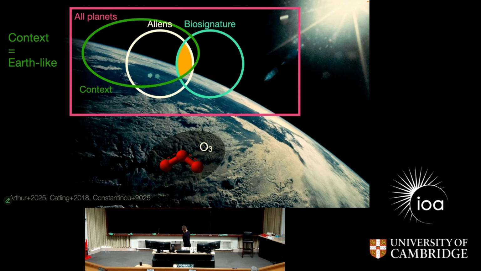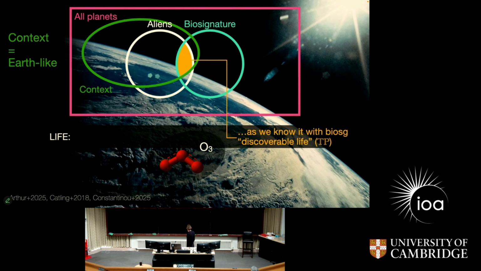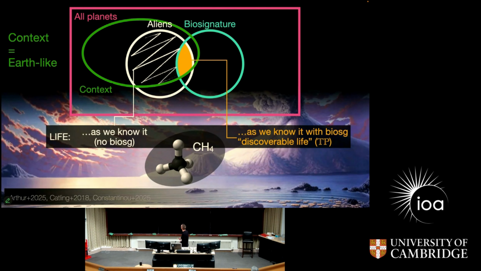So ozone is a great example on Earth, given the context of an Earth-like planet, of, or would seem to be, great evidence for life and a biosignature that would safely land us in this true positive zone. Life as we know it, discoverable life. However, even Earth has a cautionary tale for us here, and that is, of course, that for about half of Earth history, ozone simply wasn't in the atmosphere.